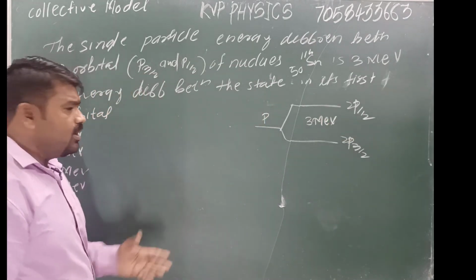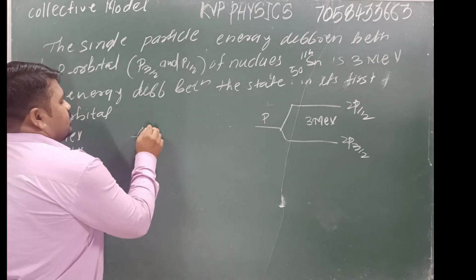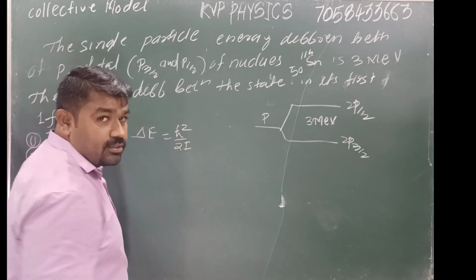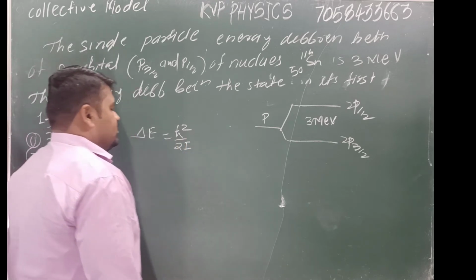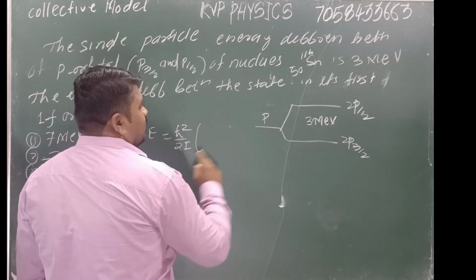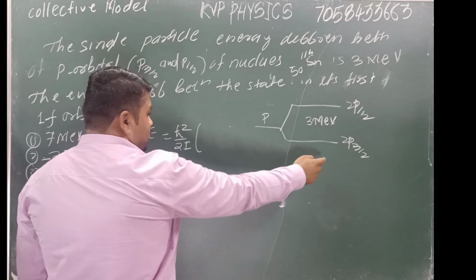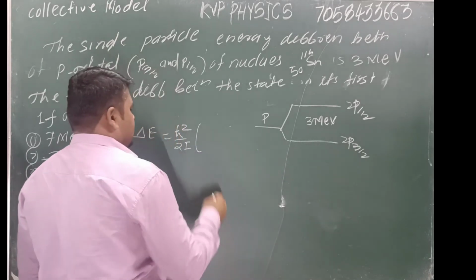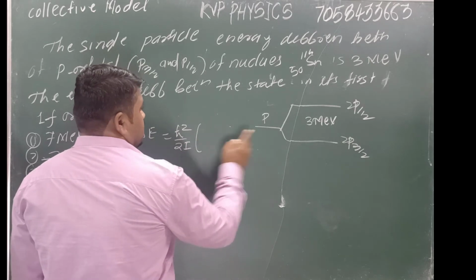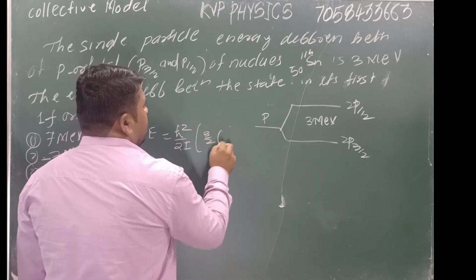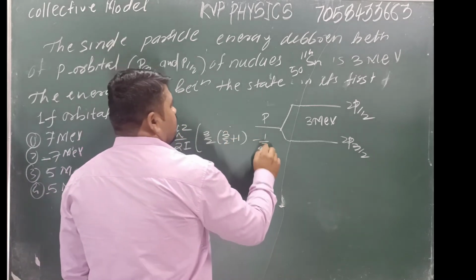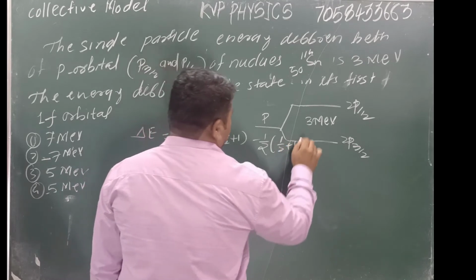Now we know the formula: delta E is equal to ħ²/2I times J(J+1). Higher minus lower, in this case we take the 3/2 as higher, otherwise we get a negative sign. So J(J+1) gives 3/2 into (3/2 plus 1) minus 1/2 into (1/2 plus 1).